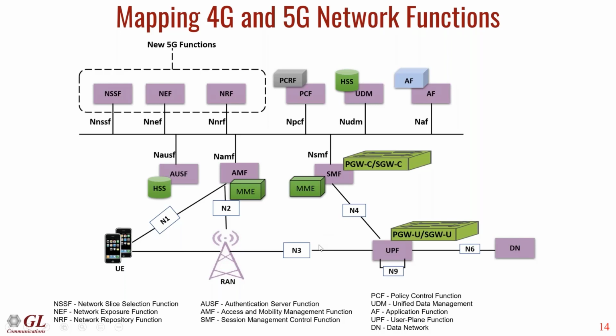So there are new 5G network functions, which are the slicing function, the network exposure function, and the network repository function. Those are the new functions. All the others can be directly mapped. PCRF is now called PCF, which takes the same policy and control functions, and UDM takes the HSS role. And the application function remains the same as it is.